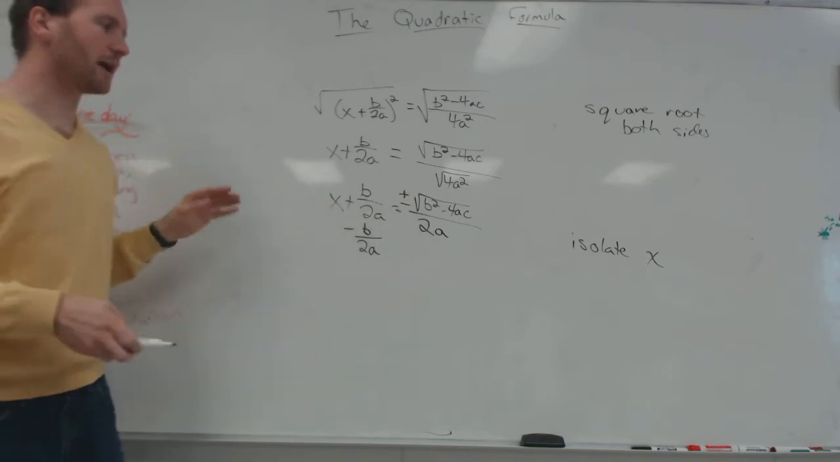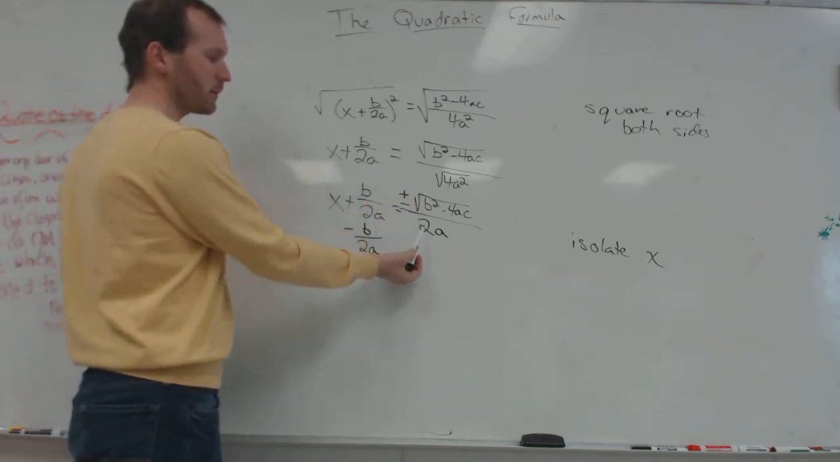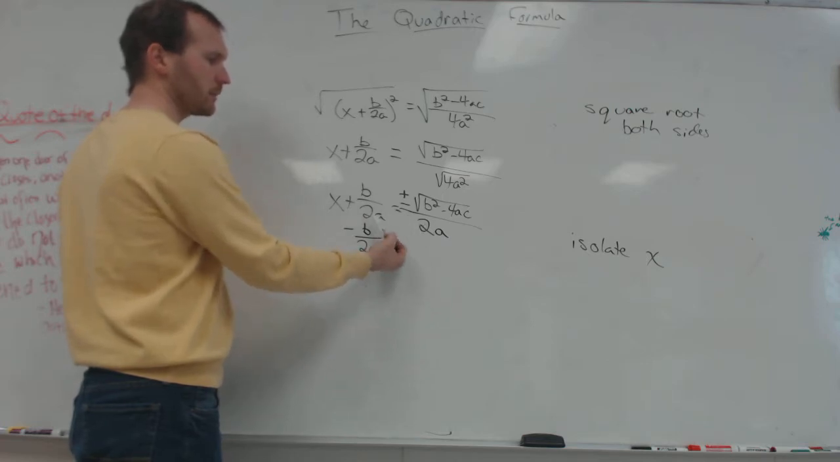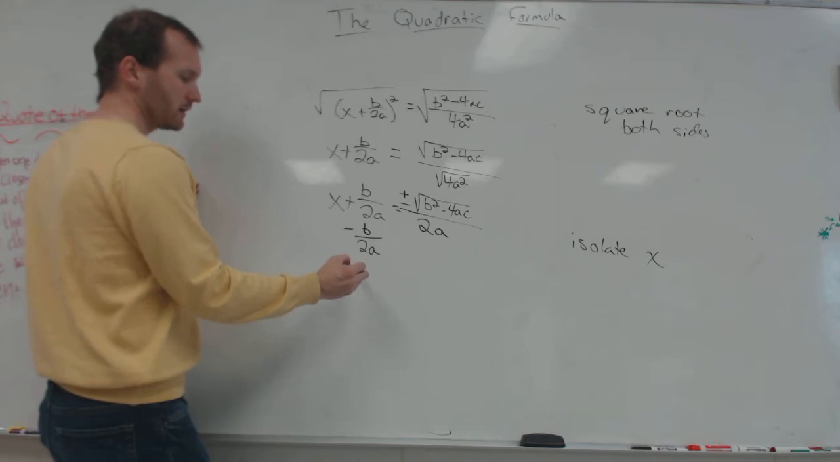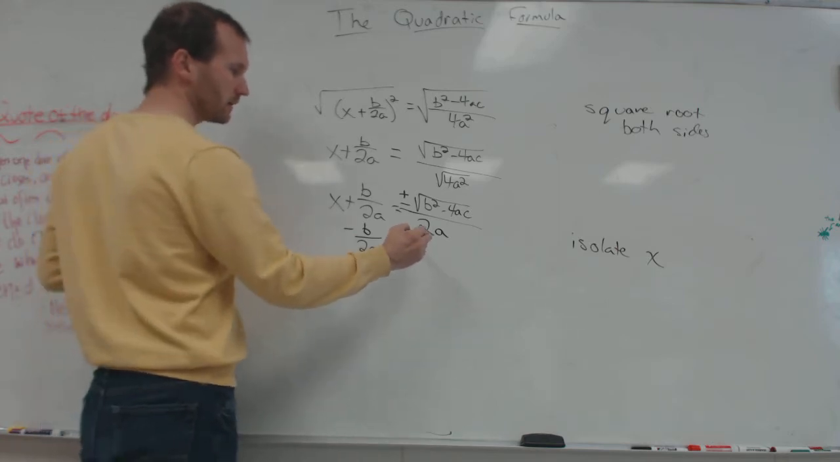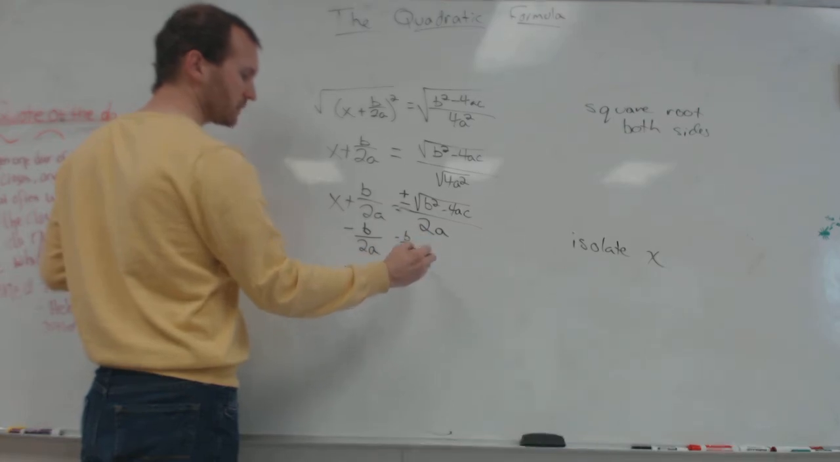So I can just apply that to the numerator. And I want to do that because I want to keep my denominators the same. I want to keep that 2a down there. So over here I just have x. Over here I'm going to write the minus b over 2a first.